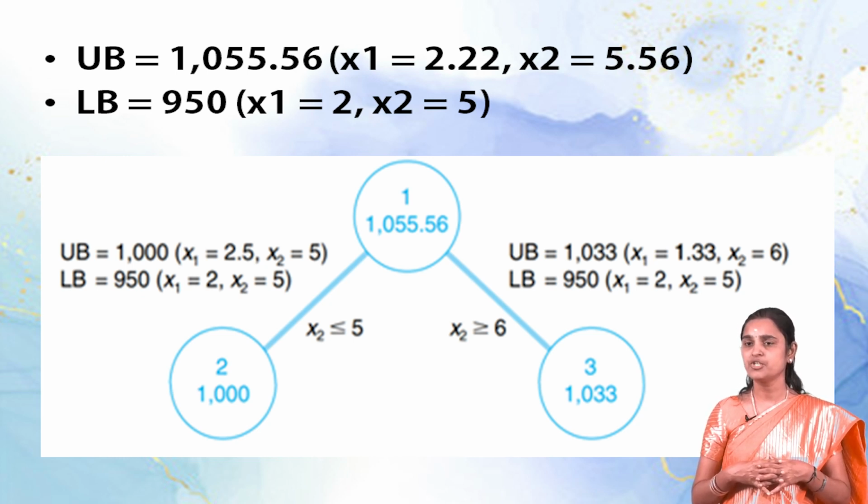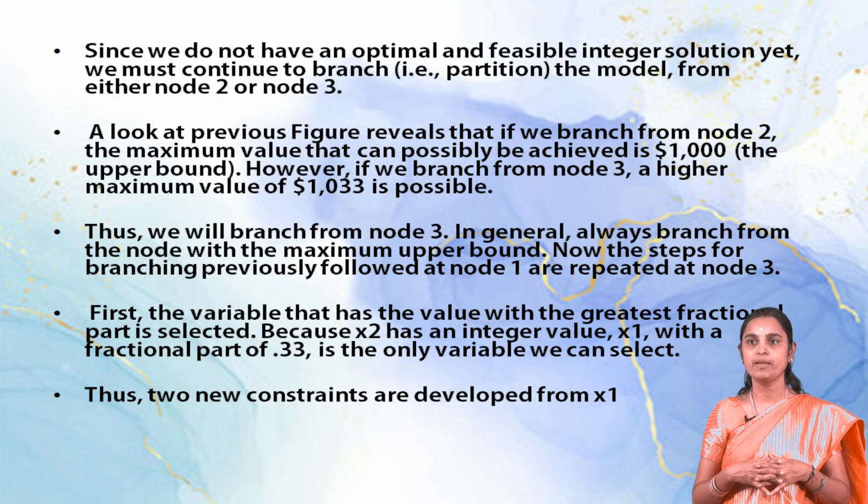In node 3, the objective function maximum value is equal to 1033. Since we do not have an optimal and feasible integer solution yet, we must continue to branch the model from either node 2 or 3.